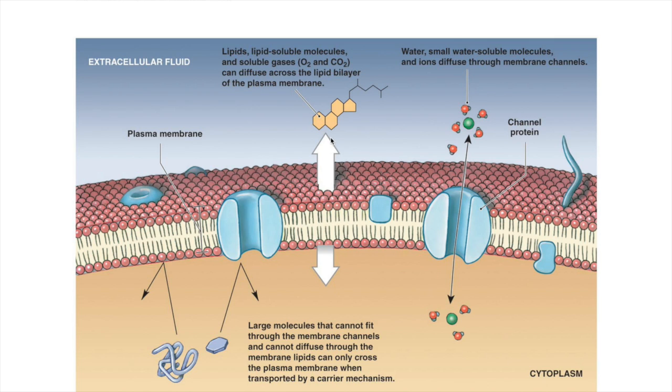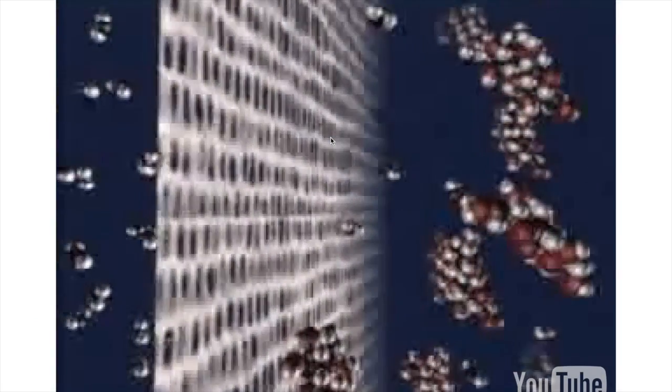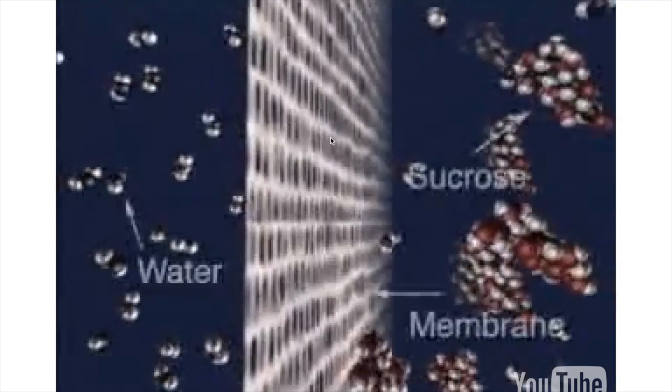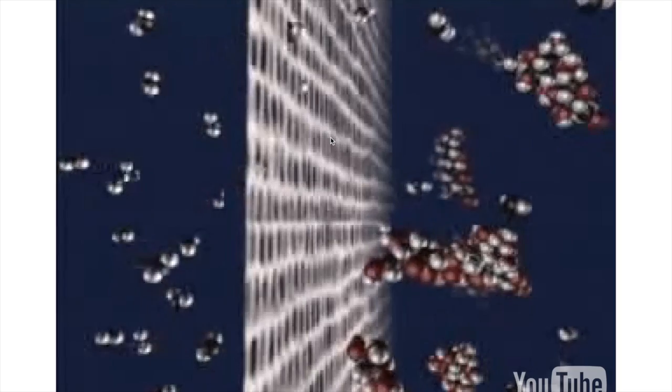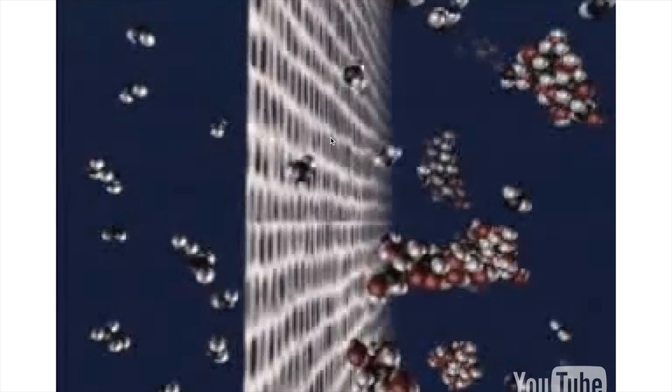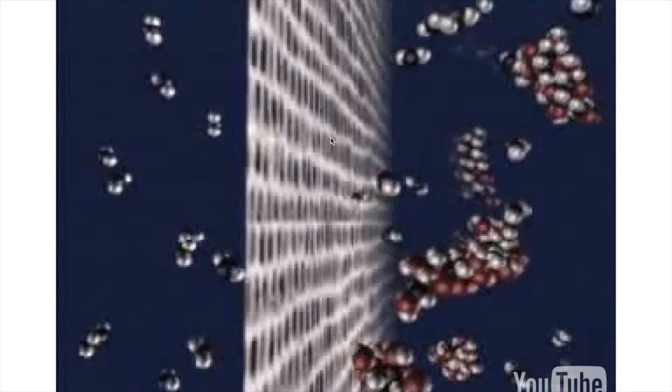There's a thing similar to diffusion that we have another movie about. This membrane separates pure water on the left from a solution of sucrose and water on the right. The membrane is semi-permeable. Water can cross it, but sucrose is too large for the membrane's pores.